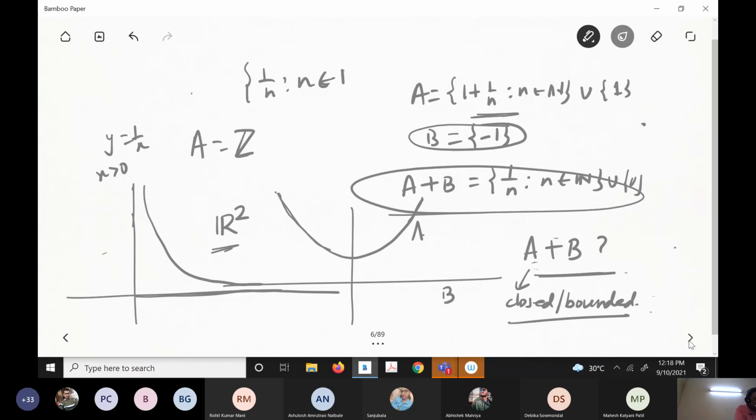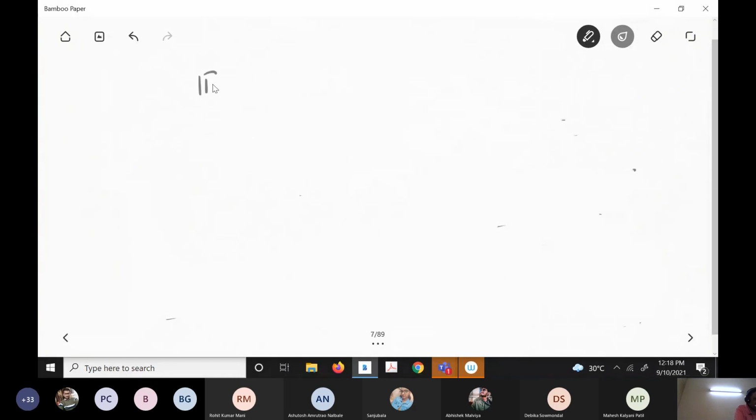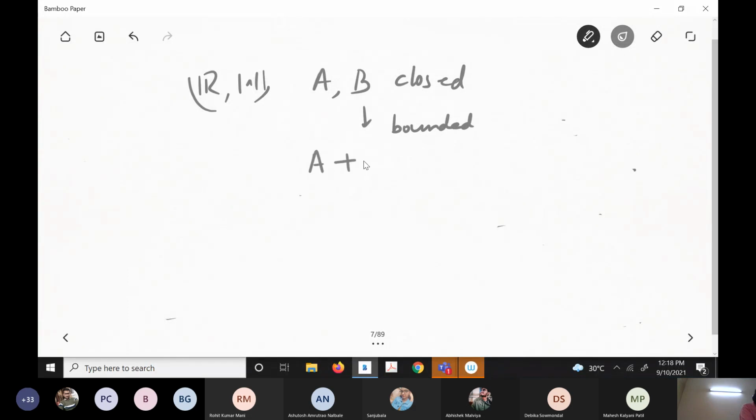Let me write this. In R, suppose A, B are closed and B is specially also bounded. Suppose one of them is, then A plus B will be closed.